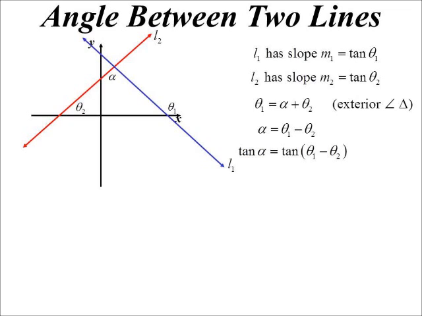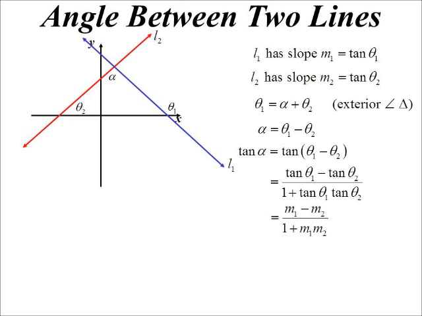So therefore, the tan of alpha must equal the tan of θ1 minus θ2. But now we know how to expand out the tan of θ1 minus θ2. That'll be tan minus tan on 1 plus tan tan. Ta-da! So in fact, I don't actually need to know the angles because tan θ1 was the slope, and tan θ2 was the slope of the other line. So I could substitute in and just make that the slope 1 minus slope 2 on 1 plus slope 1, slope 2. So the actual angles themselves, I don't need to know, as long as I know the slopes of the line.